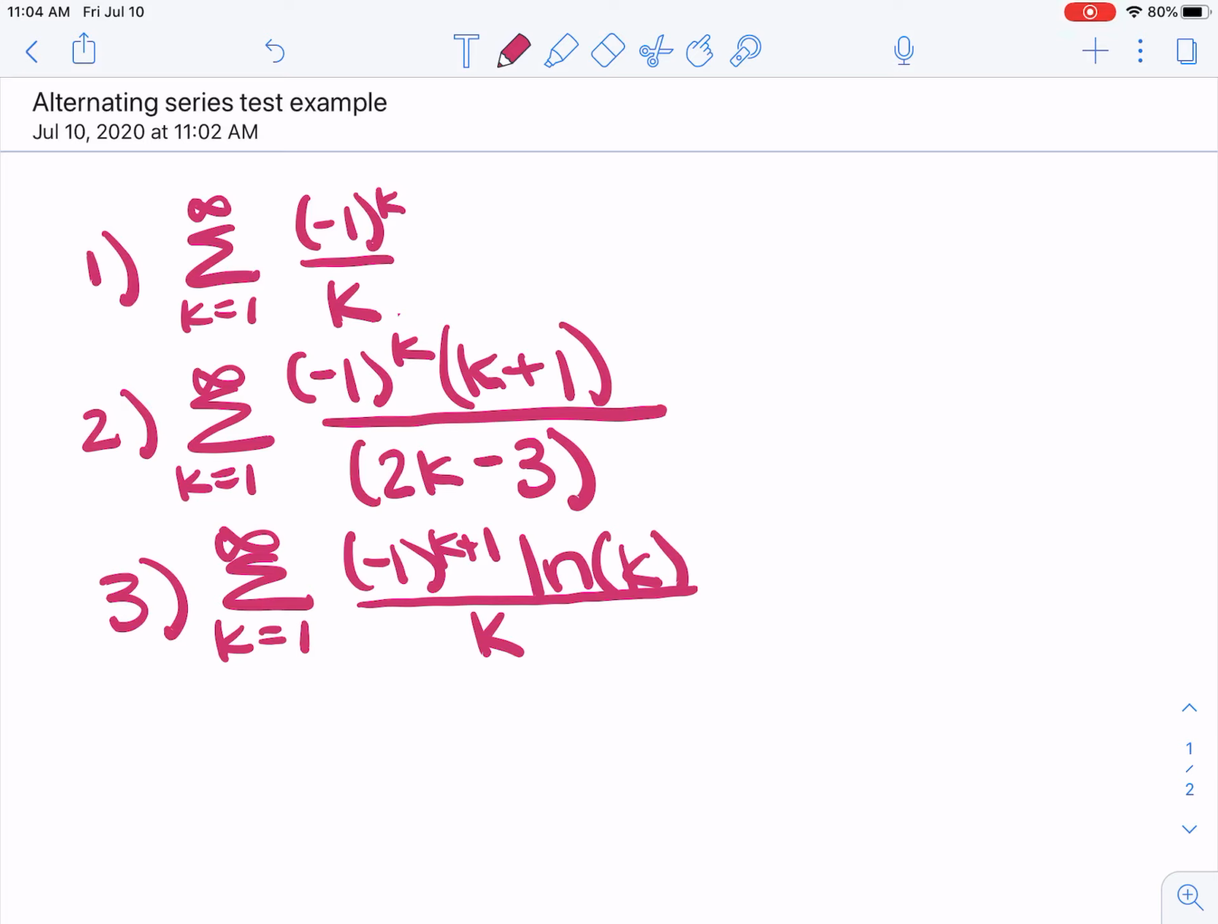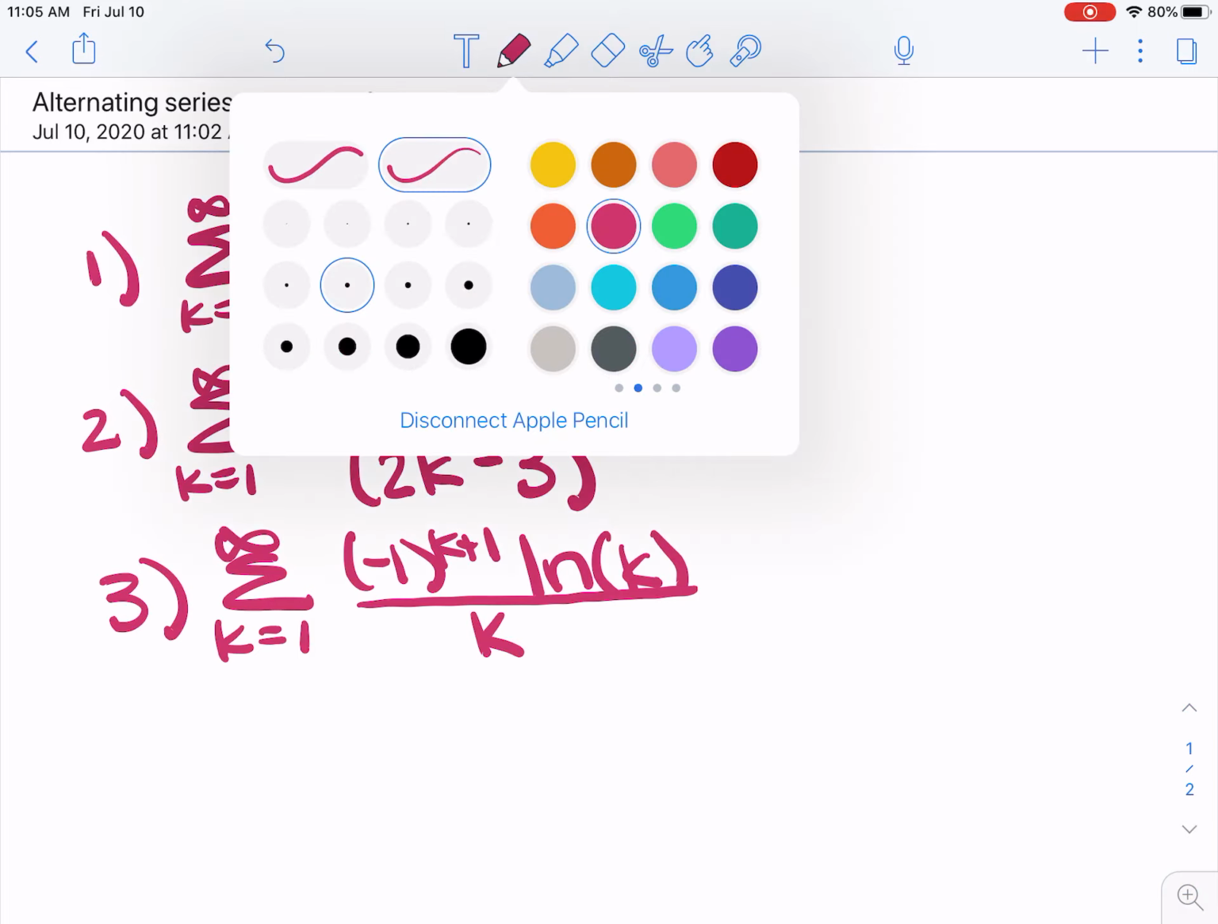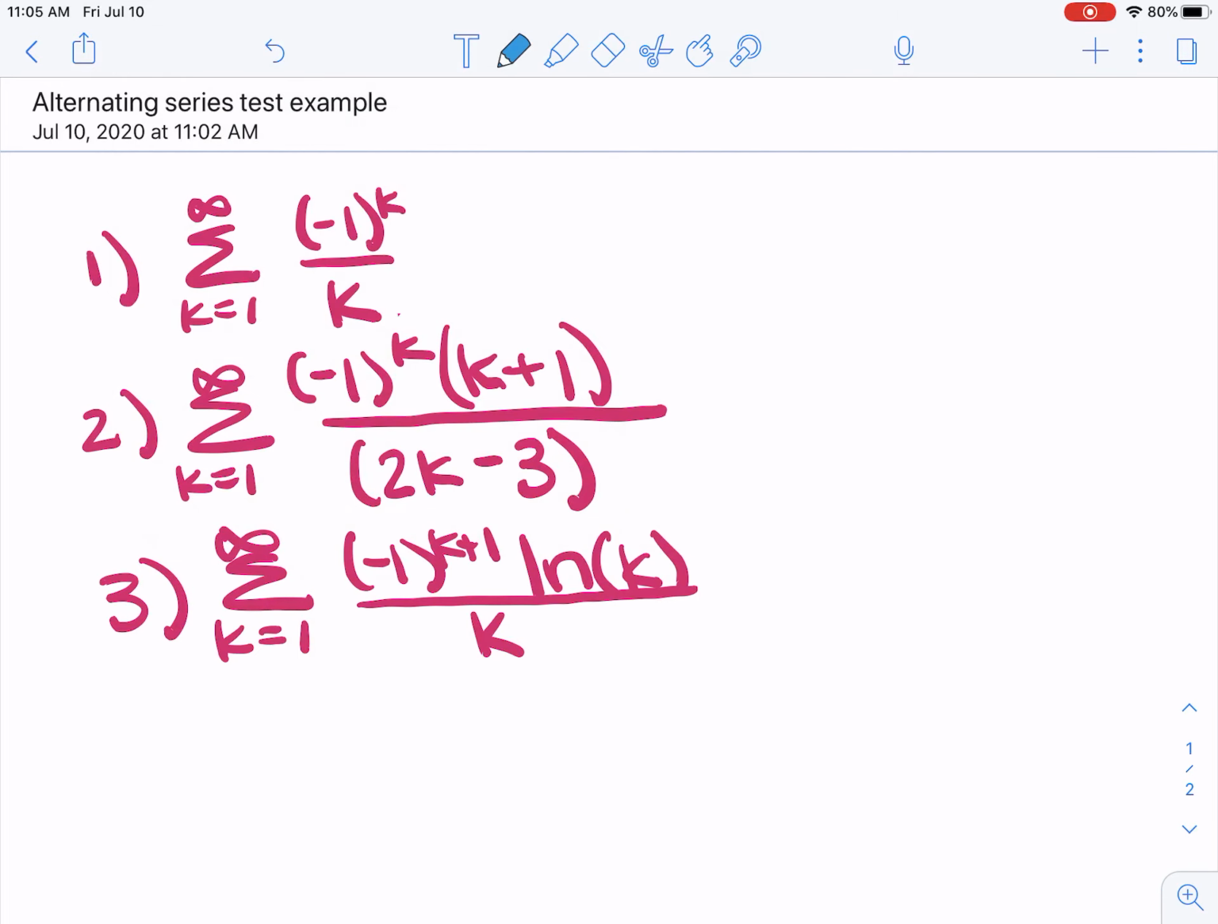Let's see if that makes a difference. Now the conditions of the alternating series test are that, 1, the series is alternating. So check, it's definitely alternating. -1 to the k, it's changing sign. There's no other place this could change sign, so it's alternating. And 2, are the terms decreasing to 0 in magnitude?